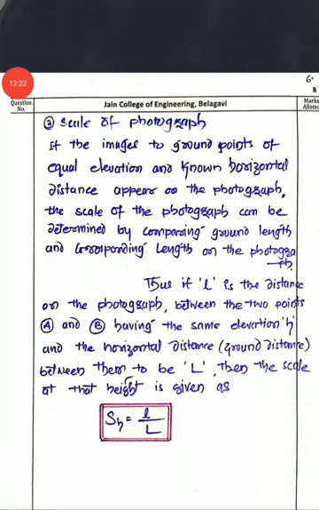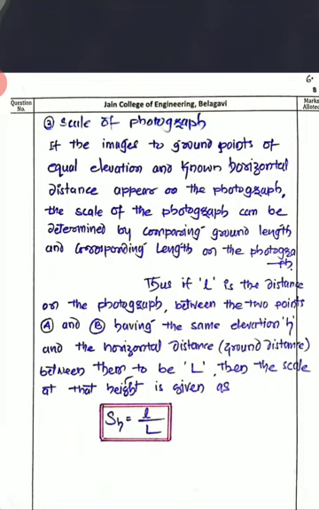Now next is scale of photograph. If the image of a ground point on equal elevation or no equal elevation and known horizontal distance appears on the photograph, the scale of photograph can be determined by comparing the ground length and the corresponding length on the photograph. These two things you can do. Whatever length will be there on the photograph, that you have to measure, and that you are going to divide by the length what you are having on the ground, then you are going to get the scale.